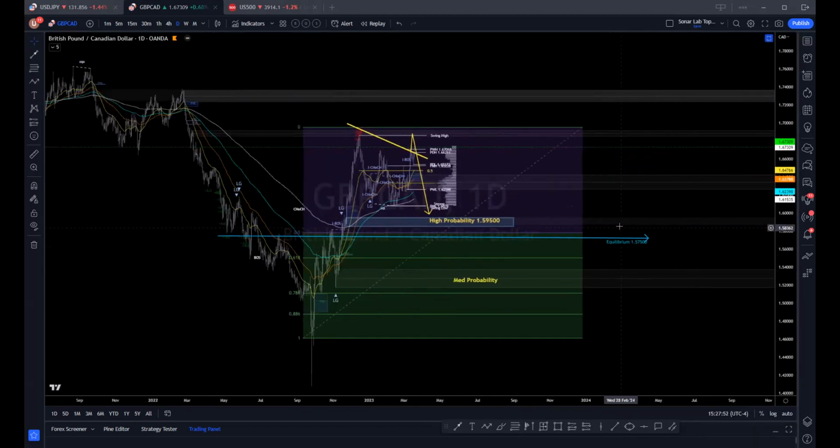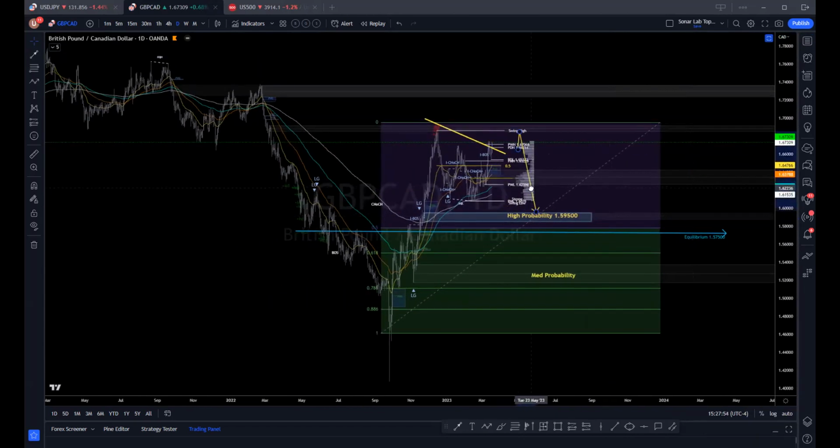Let's go to pound CAD. Look at that. We haven't taken this high. We came back to this high. This high didn't take out this high. We're still in this trend line here. Guess what? We're coming down. We're going to come down here, then come back up here. This is what I'm looking at.